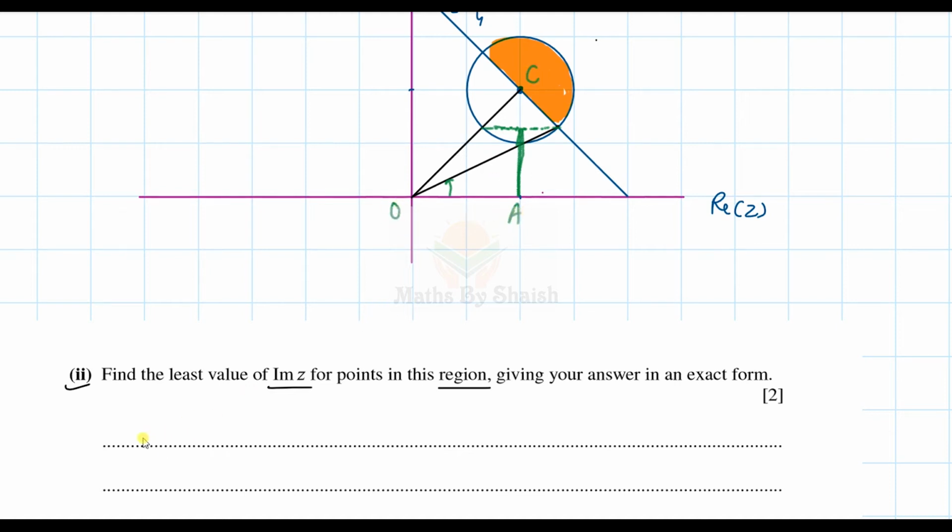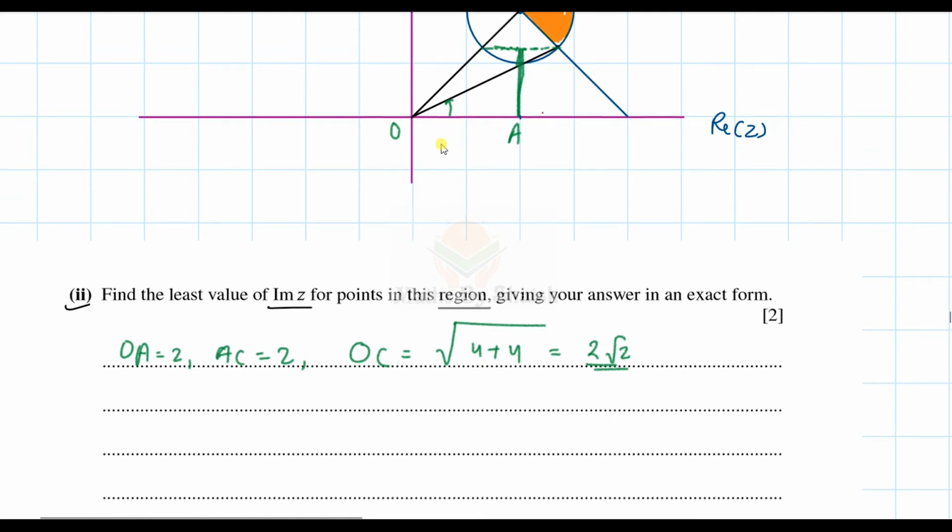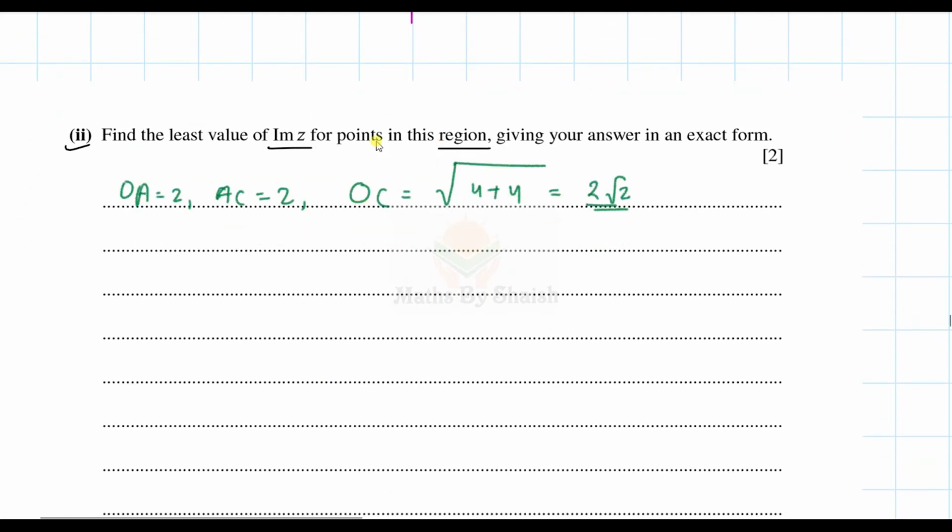So in OAC, we know that OA is going to be 2 and AC is also given as 2. So OC will be, by Pythagoras theorem, 4 plus 4, which is 8, and root 8 is 2 root 2. So this total distance is 2 root 2. I'll draw the same thing here and we'll understand.